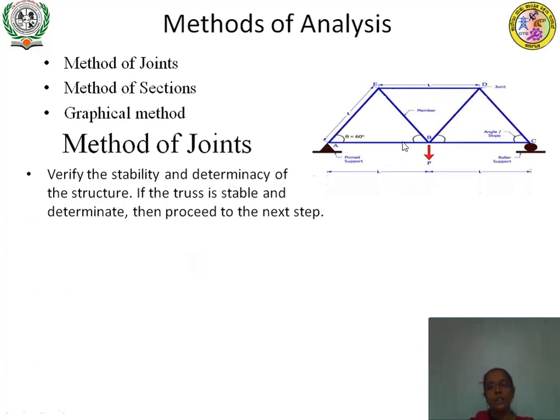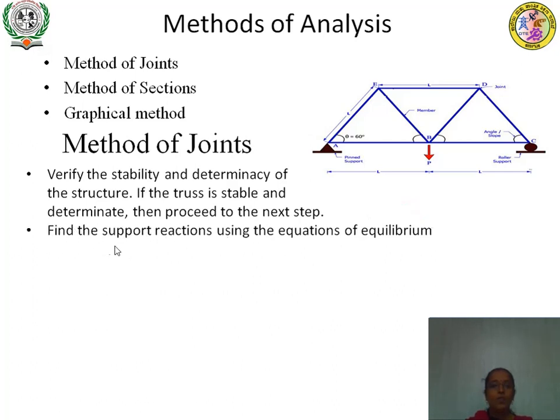What is the next step? Let us assume this is the given truss. Let us find the determinacy. 1, 2, 3, 4, 5, 6, 7 members are there. 1, 2, 3, 4, 5 joints are there. So 2 fives are 10, minus 3, 7. So m is satisfying 2j minus 3. Hence it becomes a stable and determinate structure.